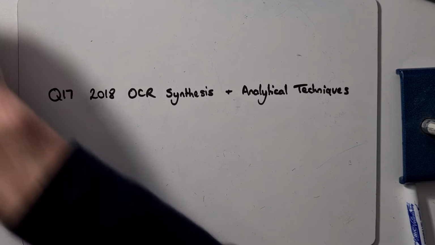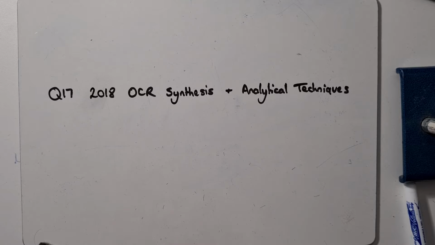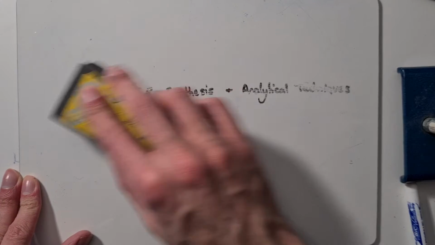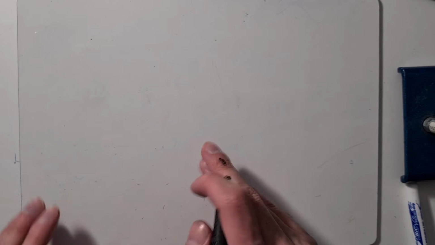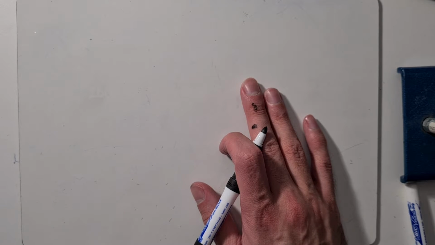Hi, this video is going to go through question 17 from the 2018 OCR Synthesis and Analytical Techniques paper. I will attach below in the introduction the information below the actual question. Otherwise you can search for it and find it online. Give the question a go first before watching this video.